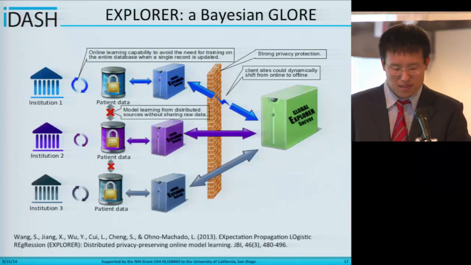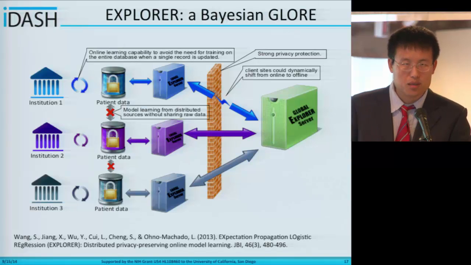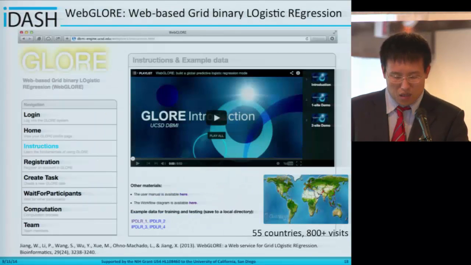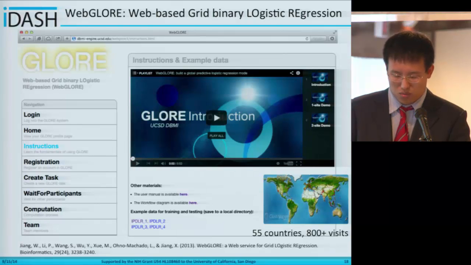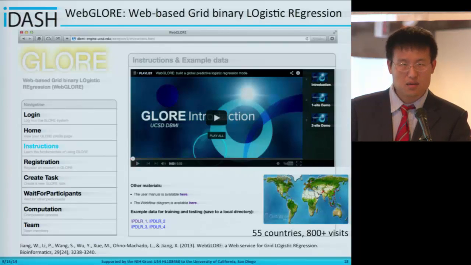Moreover, we also investigated EXPLORER, which is a Bayesian version of GRID logistic regression. In contrast to GLORE, EXPLORER enables online learning and asynchronous communication between participating institutions. In the distributed computing framework, the audience can also check our JBI publication for more details. Besides, we also turned the theoretical model into a practical tool, which offers distributed logistic regression building as a web service.